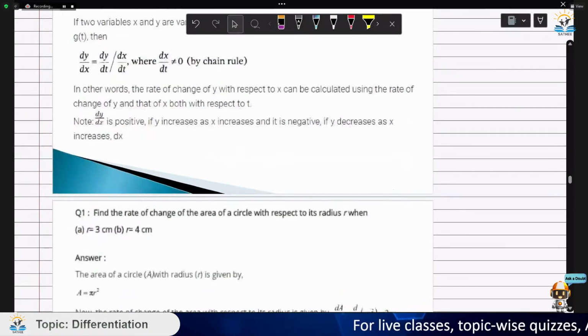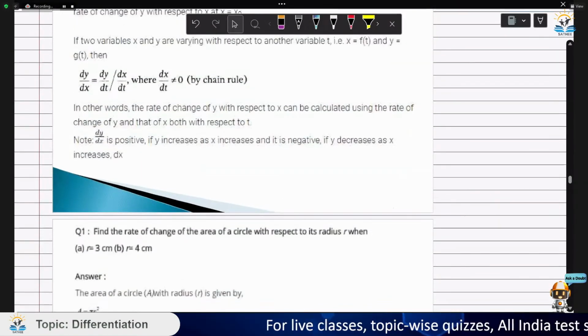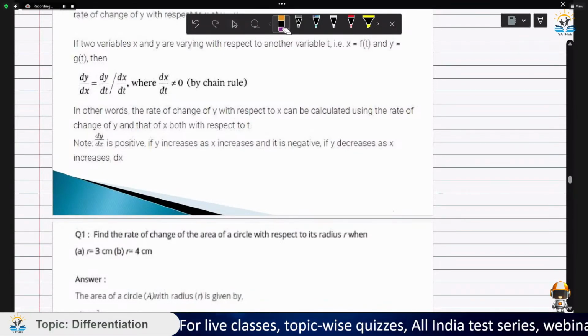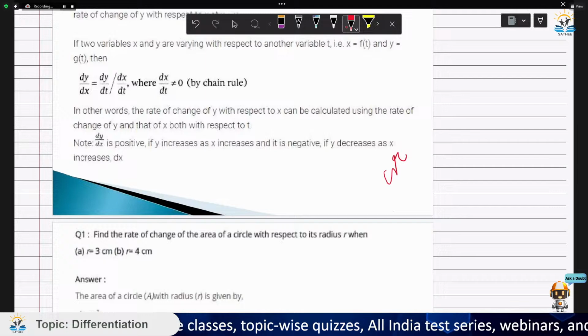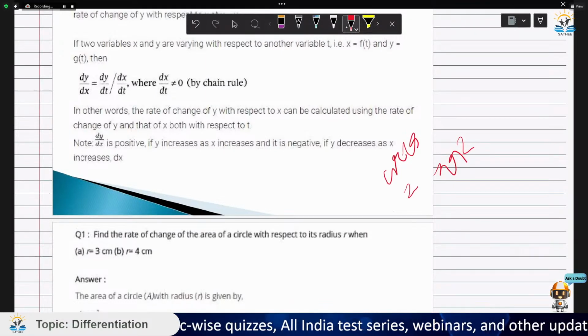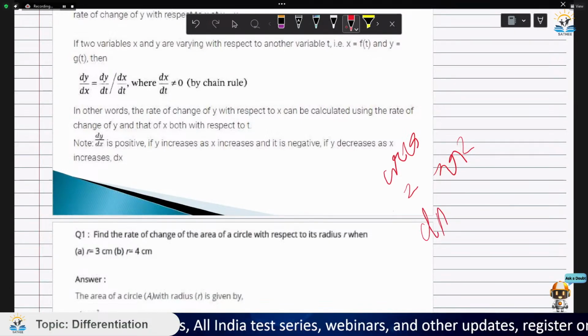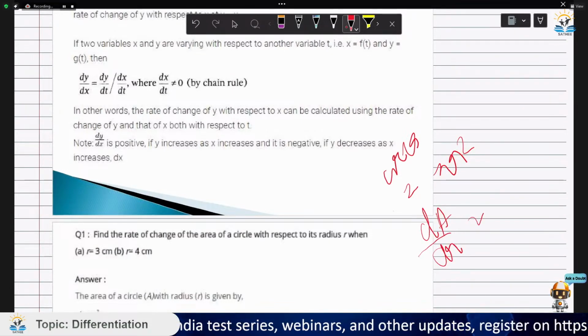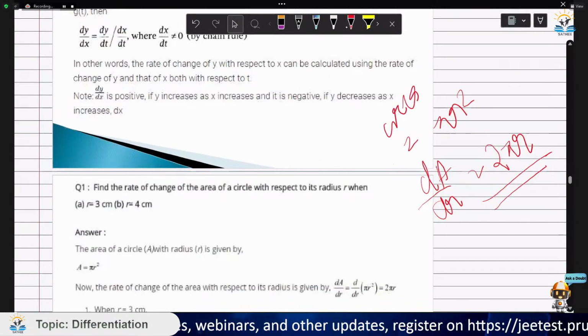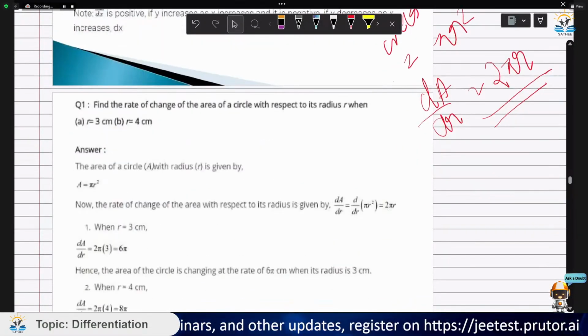Find the rate of change of the area of the circle with respect to its radius when r is equal to 3 and r is equal to 4. So it is very easy. What is the area of a circle? Area of a circle is defined as pi r square, and we have to find the rate of change with respect to its radius. So dA by dr is 2 pi r. The rate of change at r equals 3 would be 6 pi. At 4, it would be 8 pi.